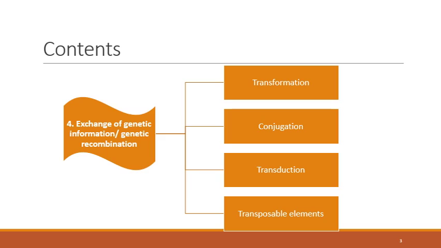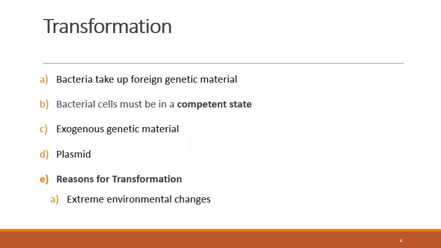There are several mechanisms by which this genetic change takes place. Those are transformation, conjugation, transduction, and transposable elements. Bacterial transformation is a process of horizontal gene transfer by which some bacteria take up foreign genetic material like naked DNA from the environment.